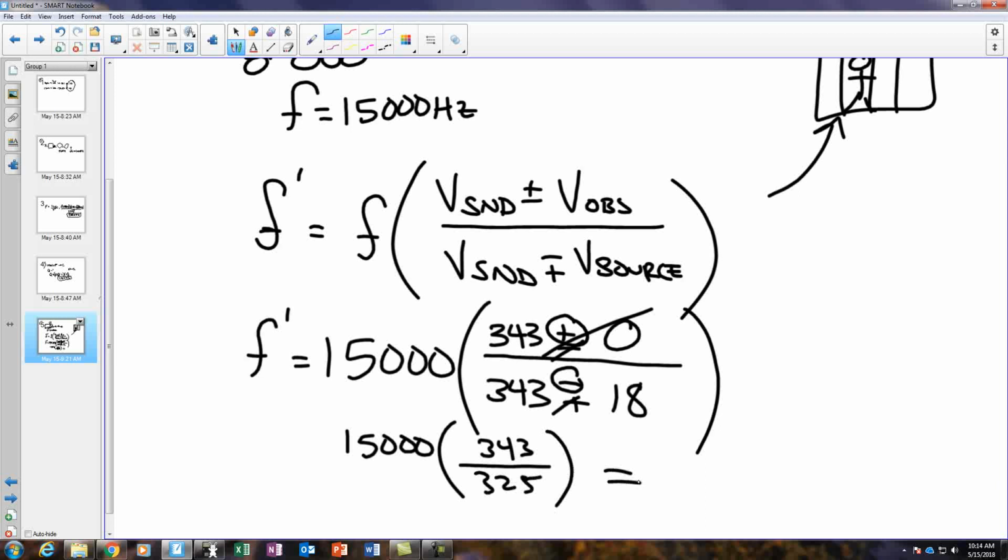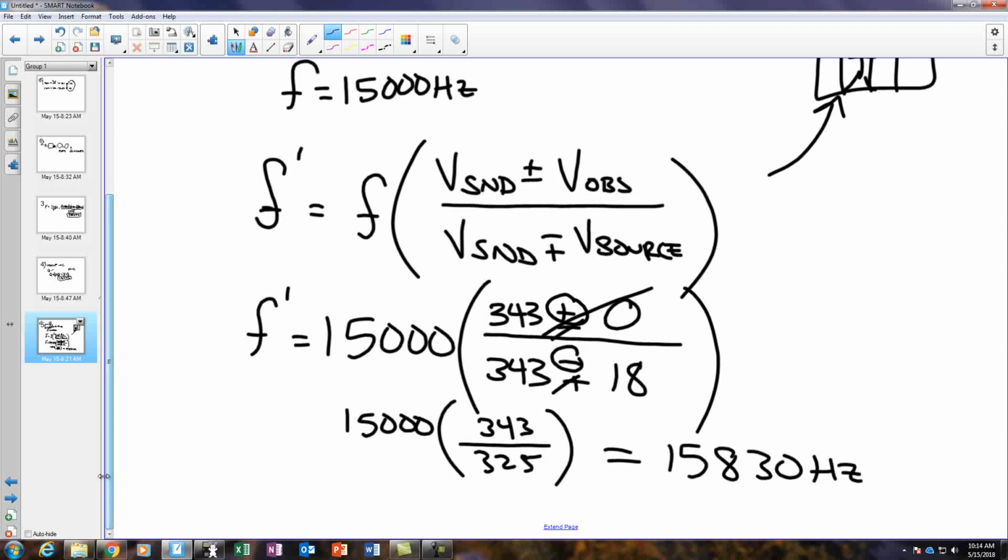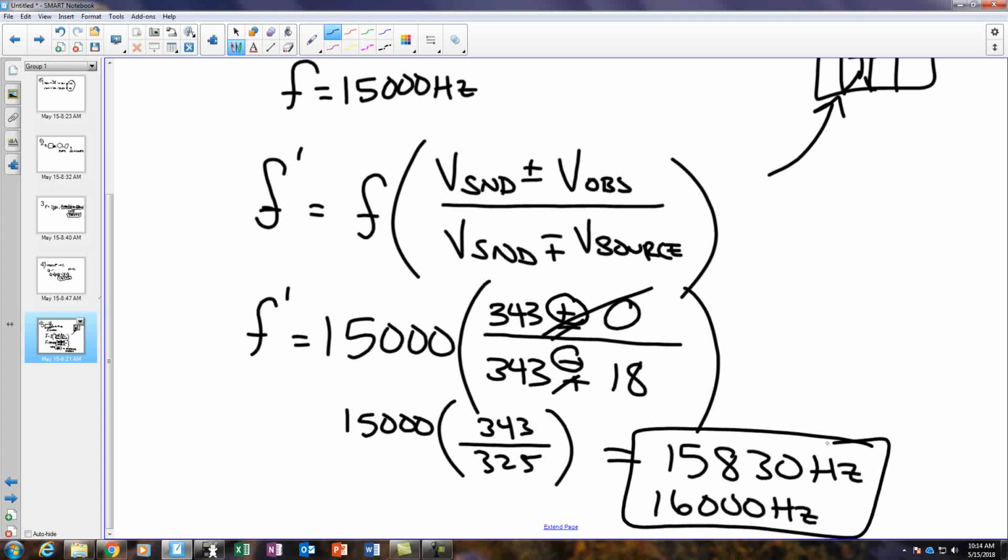And if we calculate that through in our calculator, 15,000 times 343 over 325 is 15,830. There you go. Now, obviously, for sig figs, if I looked at the problem, I think I'd go to just 2 sig figs, since I've only given the 2 values. So that would be 16,000 hertz. I'm okay with either one of those. Remember, I'm not going to grade your sig figs, but if you're in the habit of using them, you should just stay with that habit. That's a good habit to have. Any questions on question number 1?